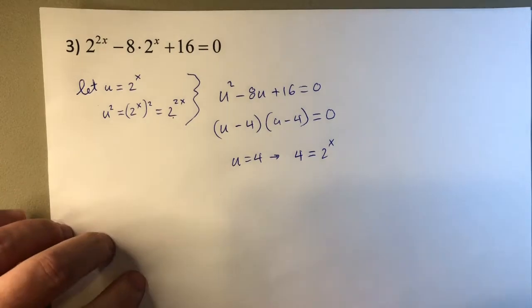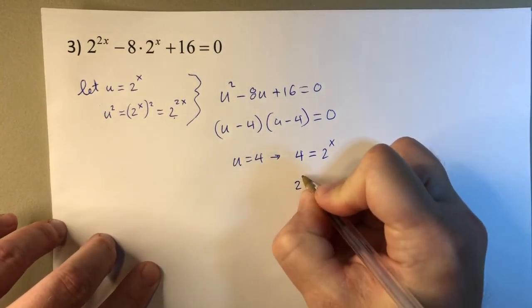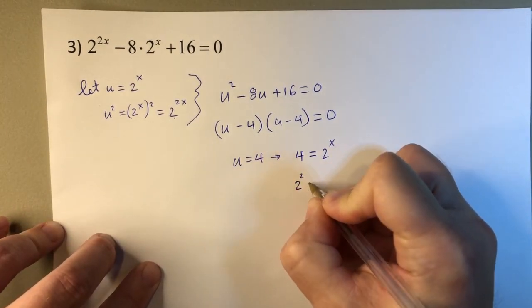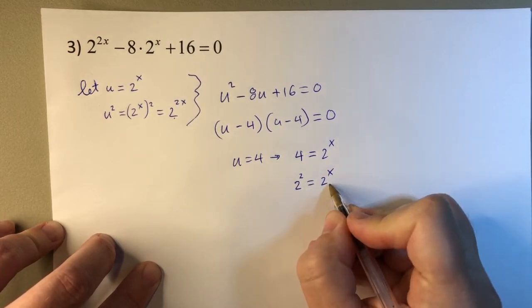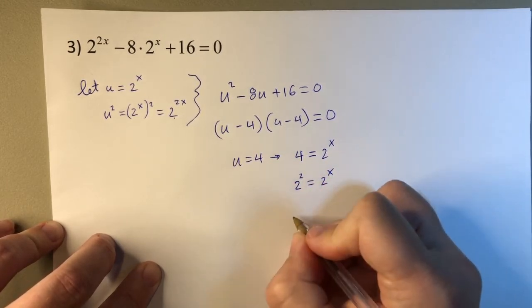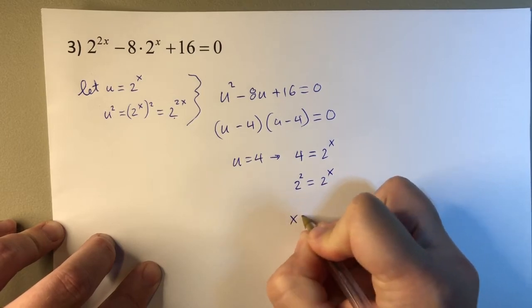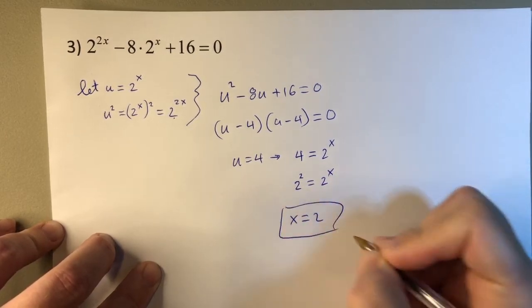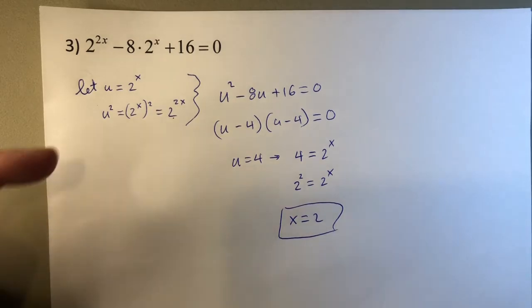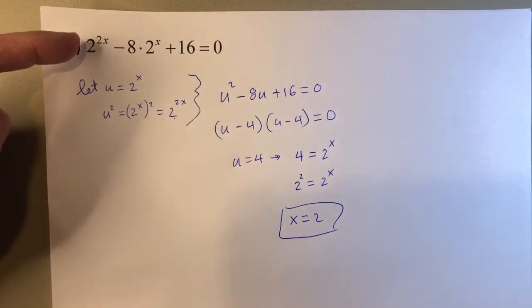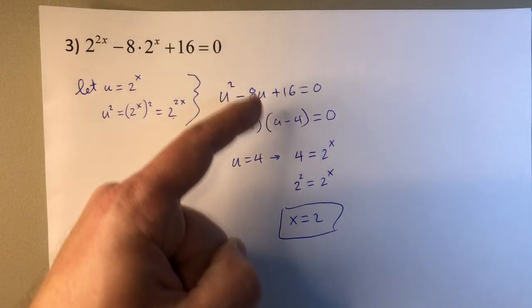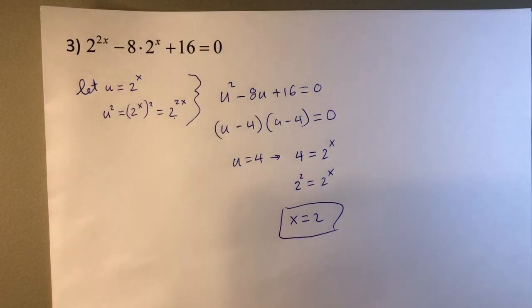2 does. You can also use the one-to-one property. 4 is a power of base 2. It's 2 squared. Now you have like bases, so you're able to let the exponents be equal to each other. So 2 equals x. Therefore, x equals 2, final answer. So we used u substitution to ultimately rewrite an exponential equation into a quadratic one, which allowed us to solve for x.